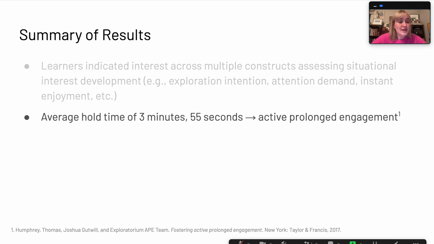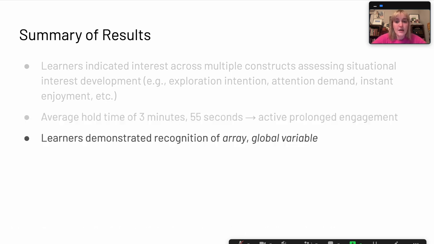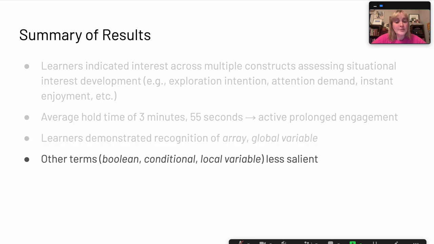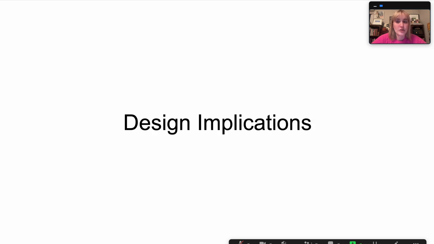And while that might sound short, it's actually pretty long for a museum, indicating that learners were developing interest and engaging with the exhibit for a prolonged period of time. Learners demonstrated recognition of certain computing concepts, so they were able to recognize how the exhibit utilized the concept of an array as well as a global variable. But other terms, Boolean, conditional, and local variable, were less salient, or we had more mixed results.